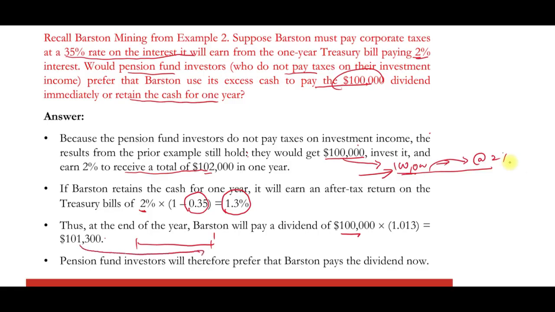But pension fund holders, on the other hand, can get this much. So which approach is good for the pension fund holders? Of course, the first one, because they are getting a higher return, right? When the company is keeping cash, they have to pay some taxes, and the pension fund holder will not be happy if they receive this much, so they would prefer cash now.